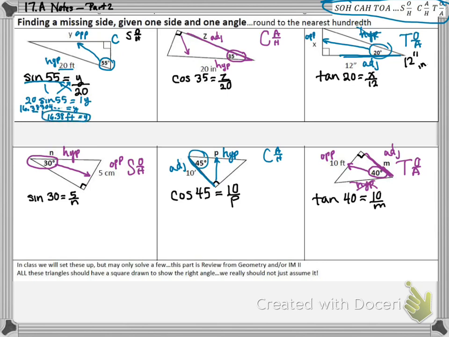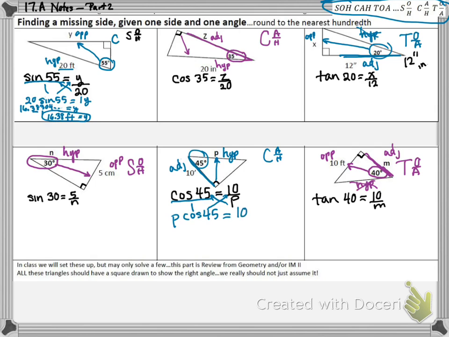Okay. To me, that top line with the letters on top is the easier one of the two. Let me choose one from the bottom to work for you. Let's work this middle one on the bottom. I'm still going to start with cross multiply. I've got the p, I've got the cosine 45, and equals 10.